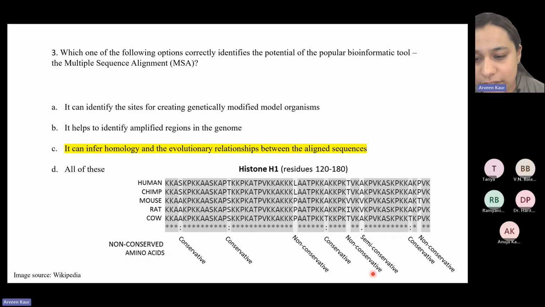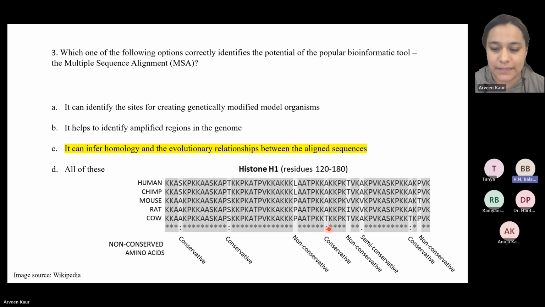Actually, this conservative and non-conservative classification does not really depend on function. As far as I know, when we talk about homology, we do not look at whether these amino acids have similar functions. I don't think that is the basis for making a consensus or non-consensus sequence; I think just looking at the sequence is used for that. So this is one thing I will have to go back and check. Sure, no problem.